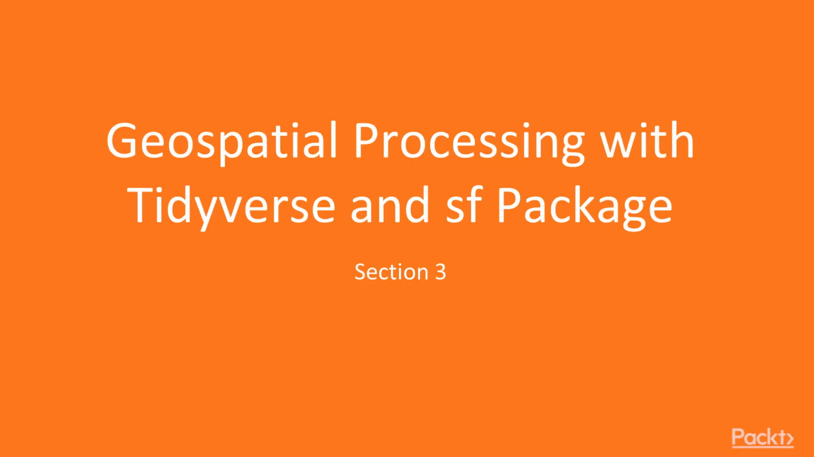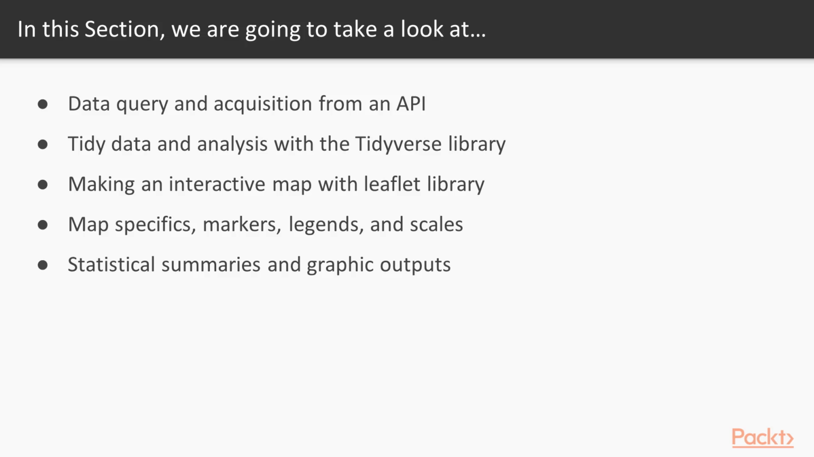Welcome to Section 3, Geospatial Processing with the Tidyverse Library and SF package. In this section, we will acquire census data for the city of Vancouver from an application programming interface, clean and analyze the data with modern and efficient libraries using Tidyverse and SF, visualize the population distribution on an interactive map, and create statistical outputs from the census data.